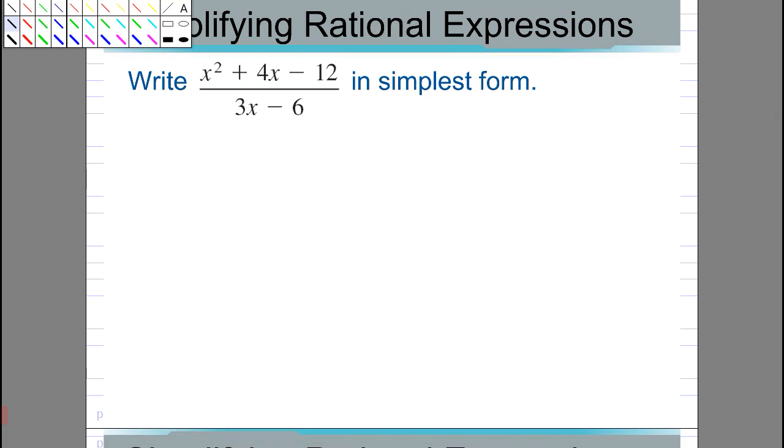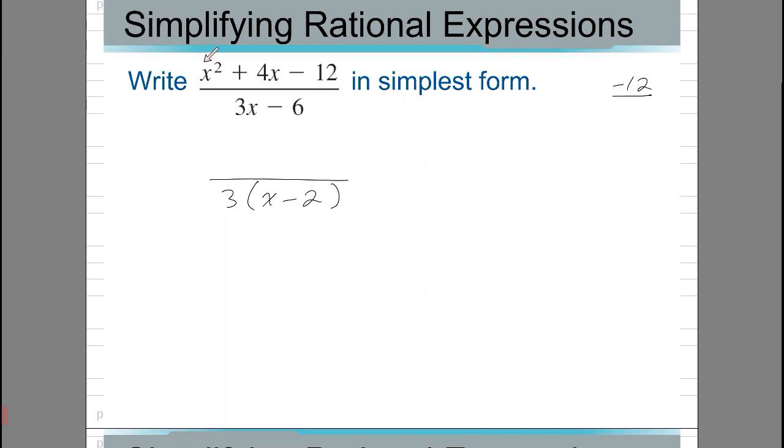Okay, next, write x squared plus 4x minus 12 over 3x minus 6 in its simplest form. Okay, well, the bottom I see we have a GCF. A GCF of 3 there. So the denominator will be 3 times x minus 2. Now the numerator, I need numbers that multiply to be negative 12, that add to be 4. Because the a value here, we have just an x squared, so we can do this.